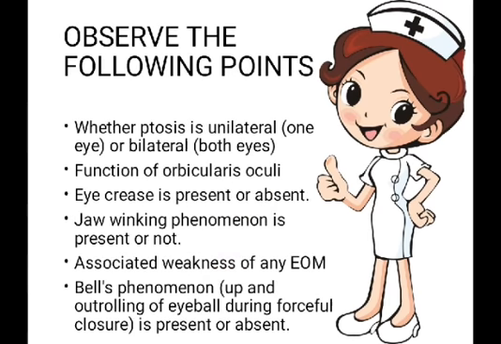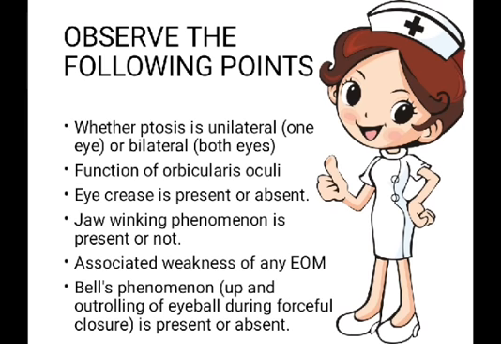Observe the following points. We have to observe the different points in the patient's eye. First of all, we have to observe whether the ptosis is unilateral or bilateral. First of all, we have to identify whether the ptosis is present only in one eye of a patient, or is present in both eyes of a patient. The word unilateral means present in one eye. The word bilateral means it is present in both eyes.